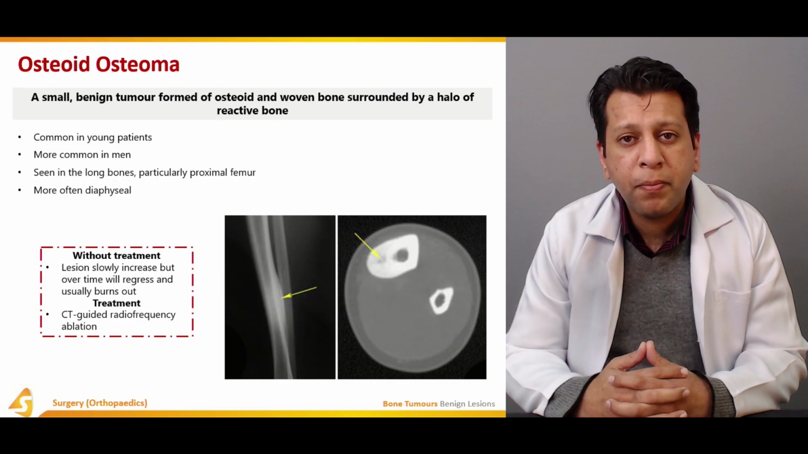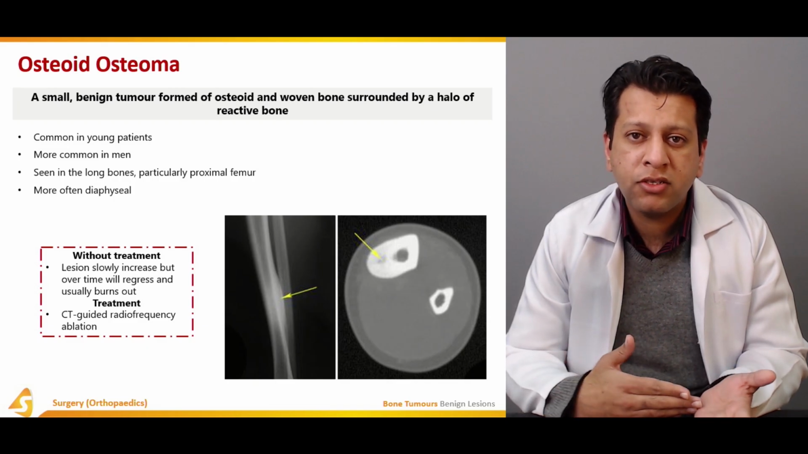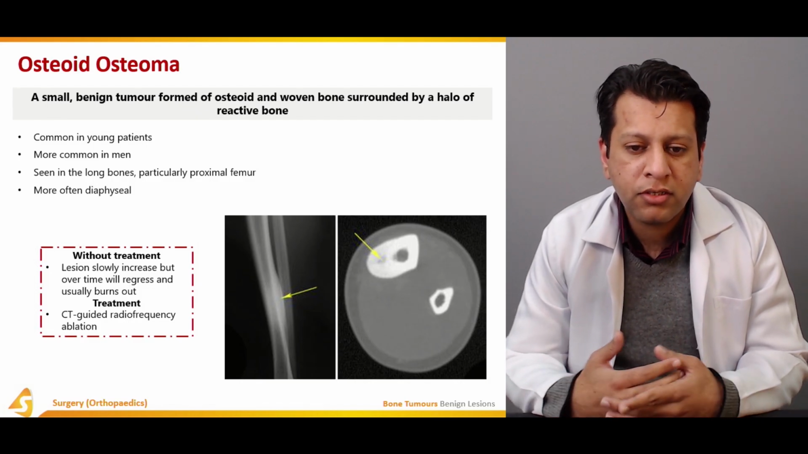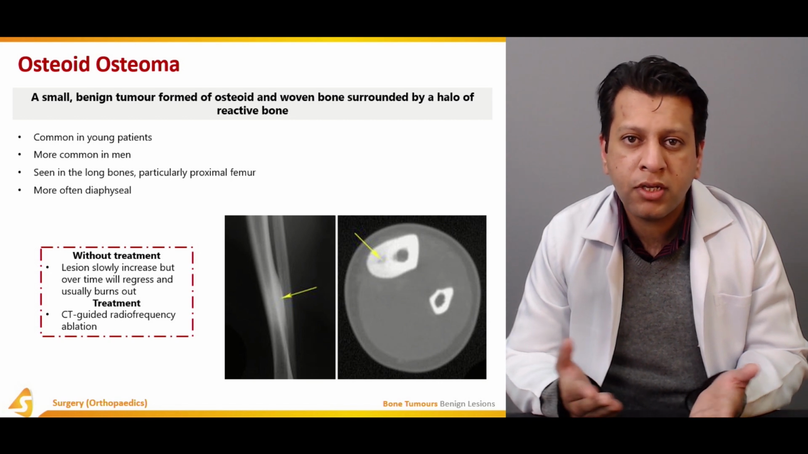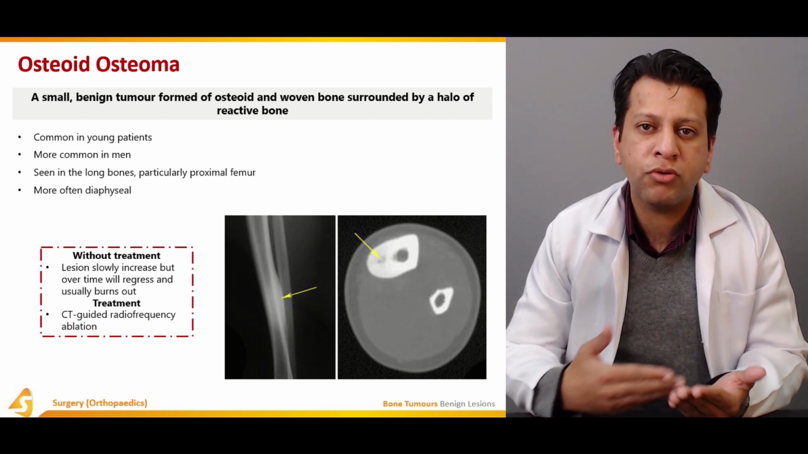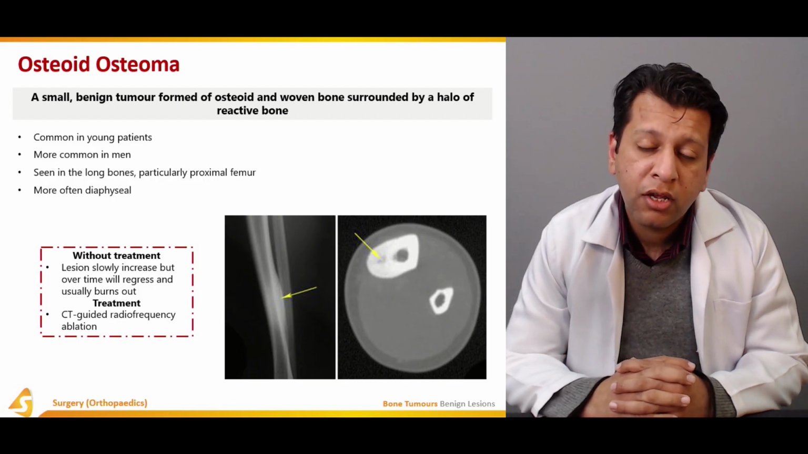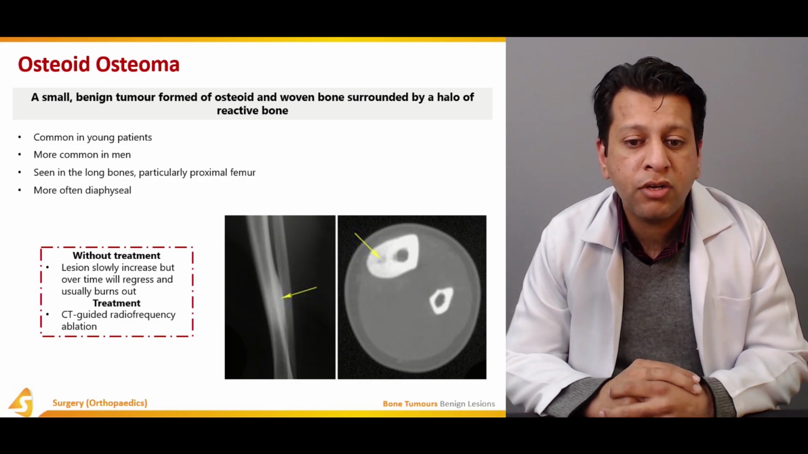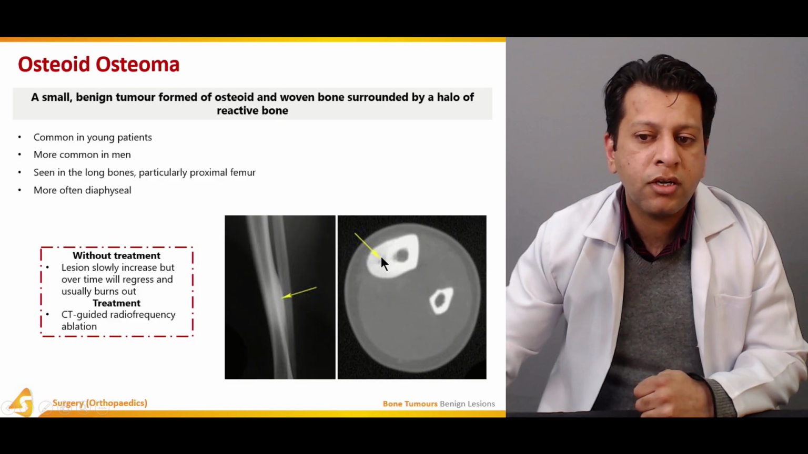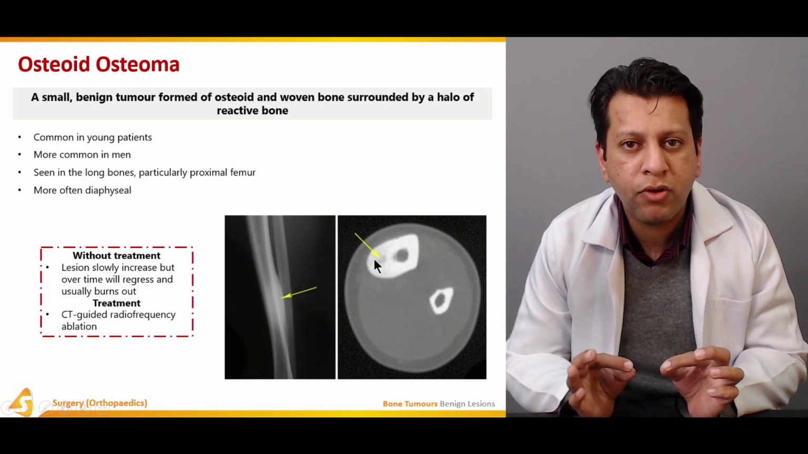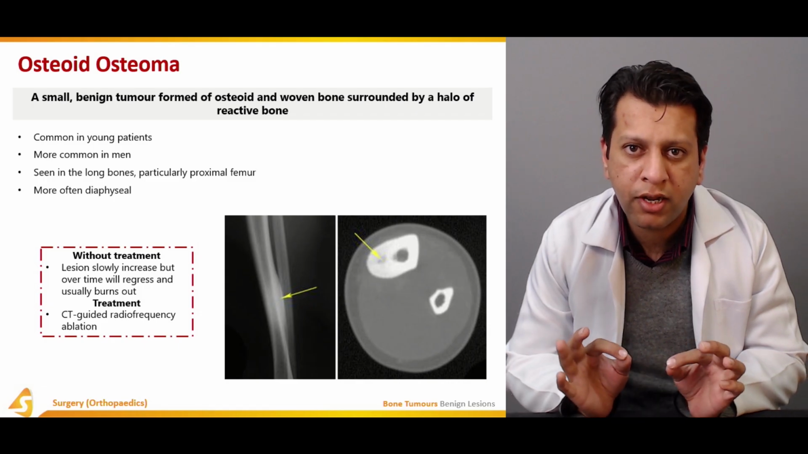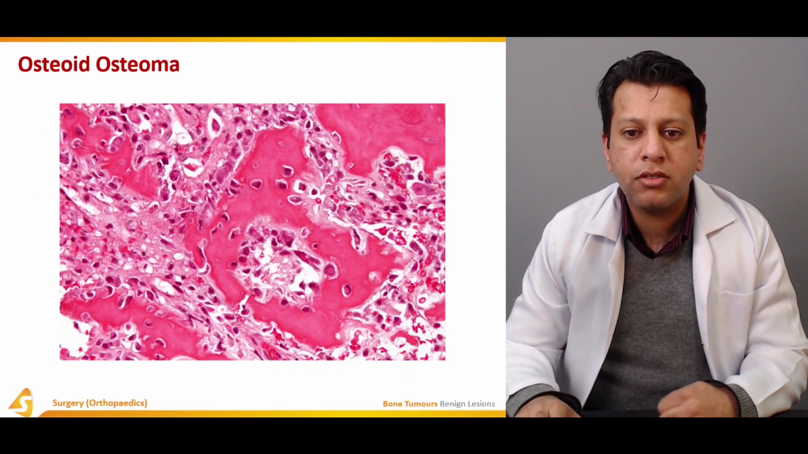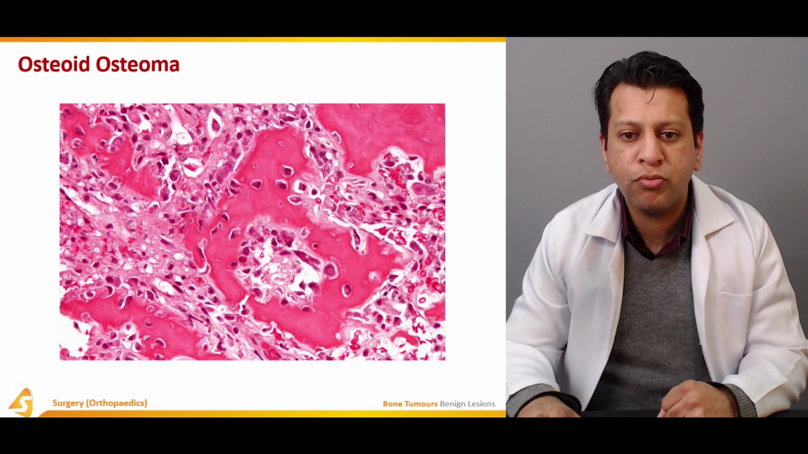Treatment: initially, as the pain gets relieved by these NSAIDs, just give them NSAIDs, and usually they disappear as the child grows from adolescence into adulthood. But if they don't disappear despite the use of NSAIDs, then the next option is CT-guided radiofrequency ablation, because the needle can be placed at the particular point where this osteoid osteoma is present and radiofrequency ablation can be done. Now this is the histopathology of osteoid osteoma.